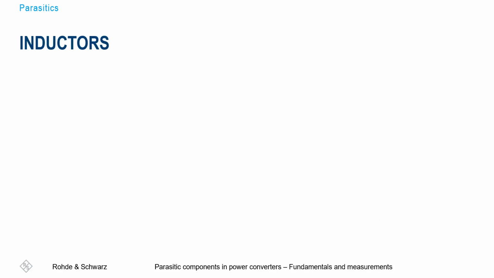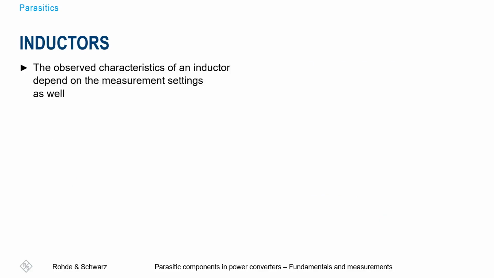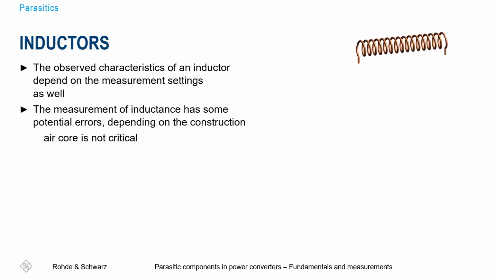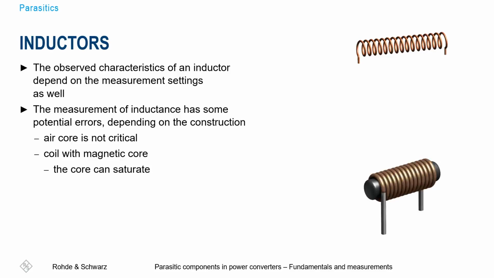Then let's move to inductors. So the observed characteristics of an inductor depend on the measurement settings as well as with the capacitors. But also there are some potential errors that we have to consider that depend on the construction of it. So if we have an air core in our inductor, it's not critical, the measurements won't be affected at all. However, if we have a magnetic core, this core can saturate depending on which frequency we are measuring or the DC current applied to it. So it's really important to consider this when we are doing our measurements.